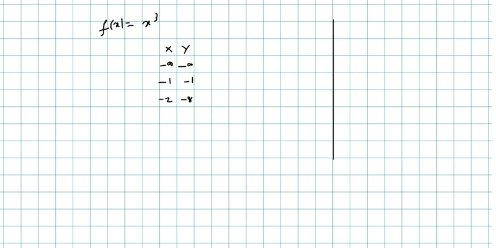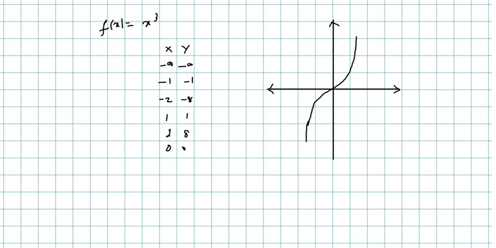Let me take some positive values as well, we will be needing them. If I take 1, I get 1. If I take 2, it will give me 8, and so on. And 0 will also be there. Then the graph, if we plot it, should be something like this.